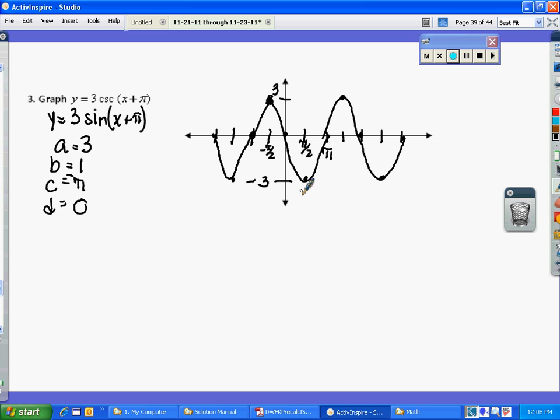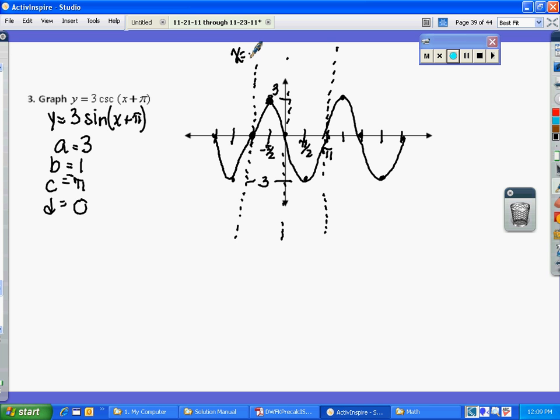Okay. So now once I've done that and I have that graphed, I need to draw my asymptotes. So my asymptotes are going to be wherever the original sine function crosses through the x-axis. And you do need to label those asymptotes. Okay, so this is going to be the asymptote of x. And if you label a couple of them, that's sufficient.